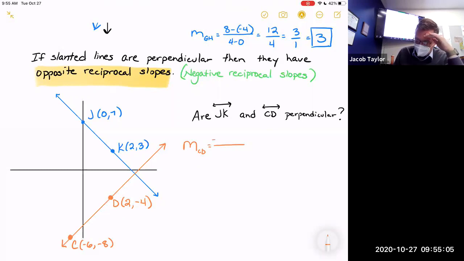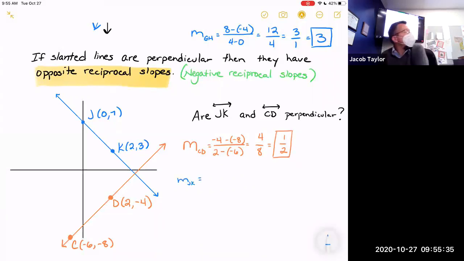The slope of CD equals negative 4 minus 10, which is negative 8, over 2 minus 10, which is negative 6, equals, well, 4 is 2 negatives. Equals 4. And that would be equal to 1/2.